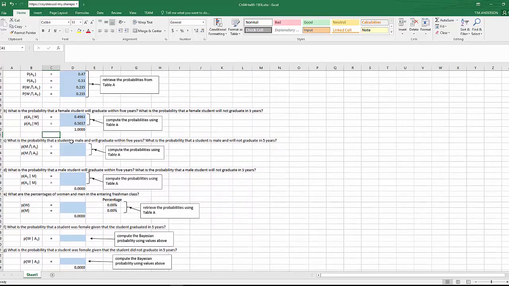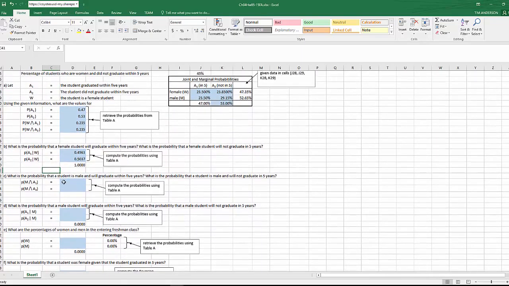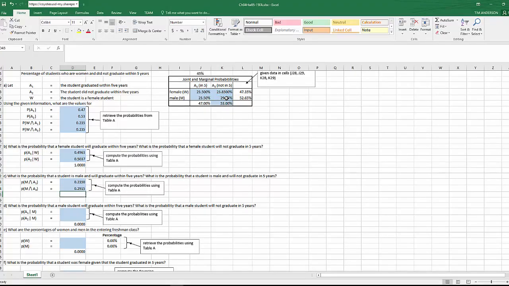What is the probability that a student is male and will graduate within 5 years? The same calculation can be used on this one, right? So we know the probability that they're male, sorry, don't mean to scroll around here, equals J29, which is 23.5, just like the females, right? And now what's the probability that they're male? We know that number, all right? What is the probability that a male student will graduate within 5 years? So what is the probability that the male student will not graduate within 5 years?